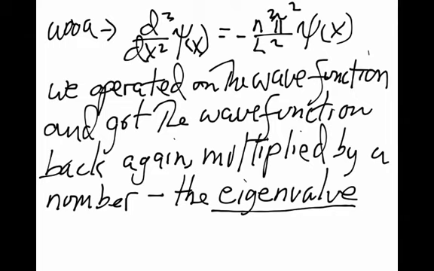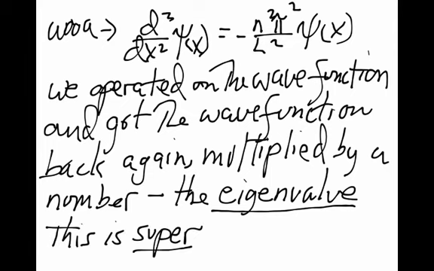So you only have special functions that you can operate on with a particular operator and get back the same function again times some value that we call the eigenvalue. So we call these things eigenvalue equations. This is really, really important because it's going to turn out to have everything to do with the way that quantum mechanics goes about asking questions of the object or the particle of the system.